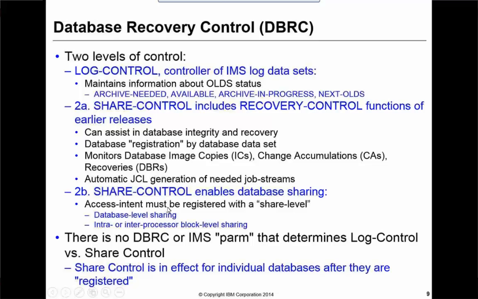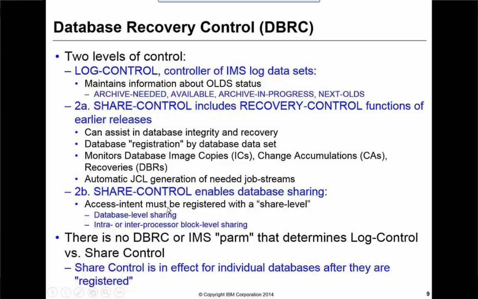Let's talk about DBRC in a little bit more detail. So we already mentioned that DBRC does something called log control, where it keeps track of the log inventory of IMS. It keeps track of the statuses of the OLDSs. You'll see statuses like archive needed, or an OLDS is available, or an archive is in progress, and so on. There's another thing that DBRC does, and it's called share control.